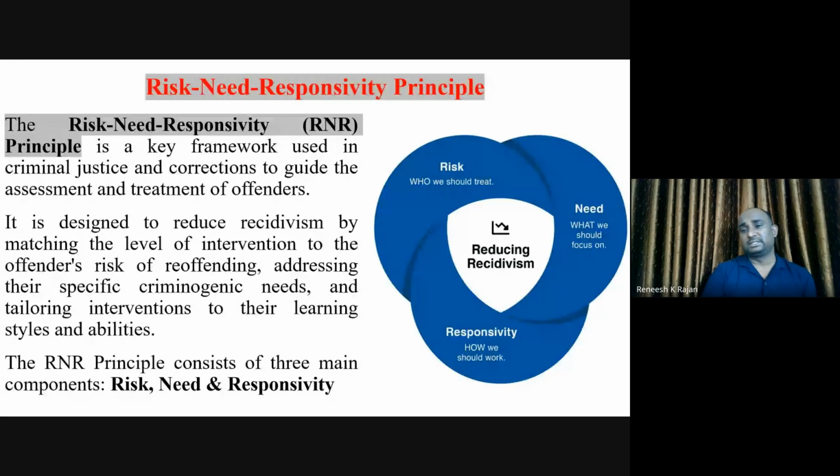And the next one is need: what we should focus on. The need here is actually the crime-causing factors, criminogenic needs, right? We classify them based on risk, and now we have to think about what we should focus on. Like I mentioned earlier, in Indian prisons we have a one-size-fits-all approach. That means for all the prisoners we are giving almost similar kinds of treatment and rehabilitation programs, right?